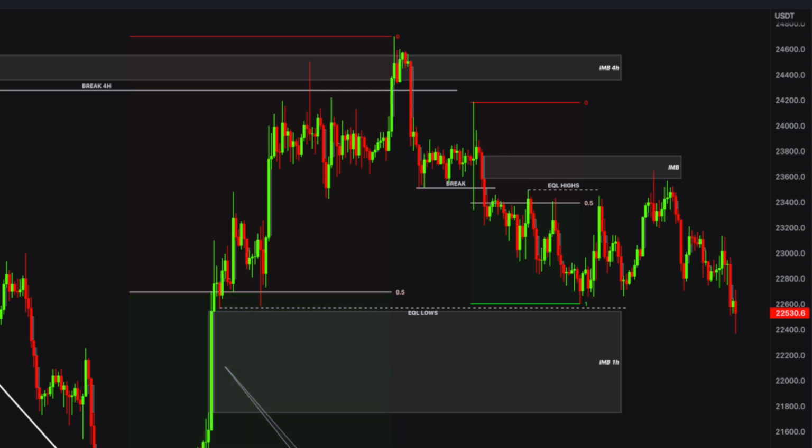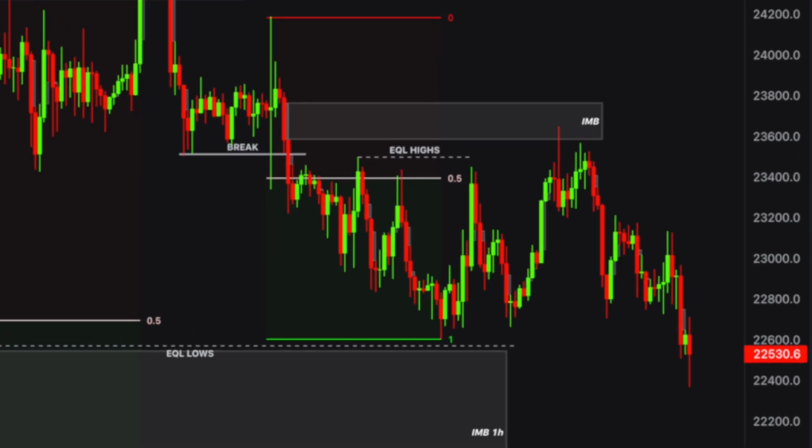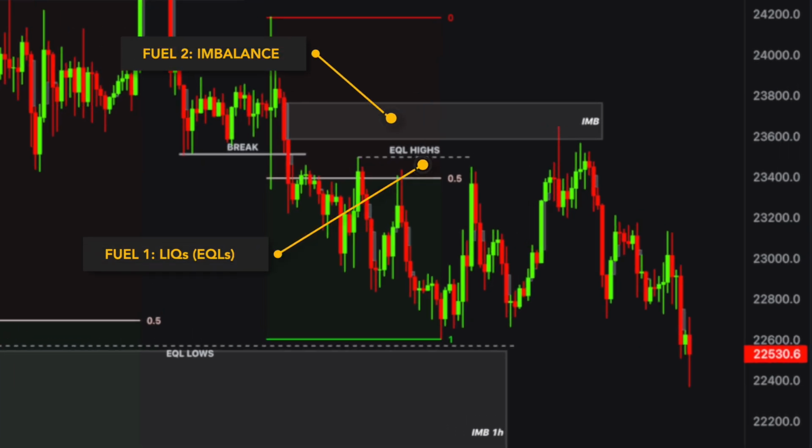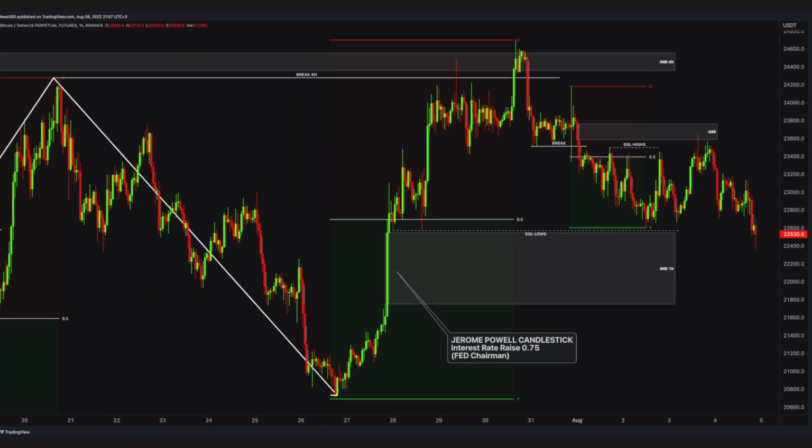However, it needs fuel to go down there. What is the fuel? Fuel is your money. Fuel is your stop losses. Fuel is liquidity and imbalances. So fuel is you. Yes, you are the fuel of the market maker. Market maker loves your money, loves it so much.